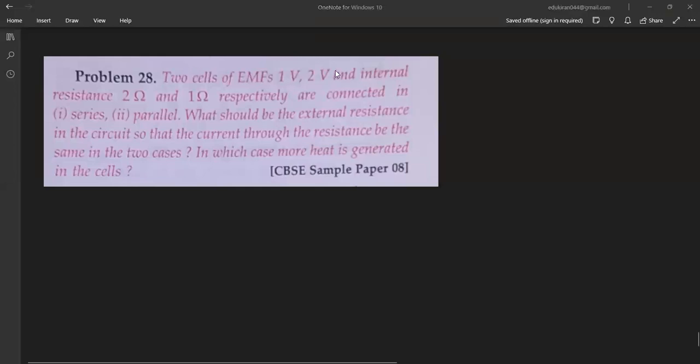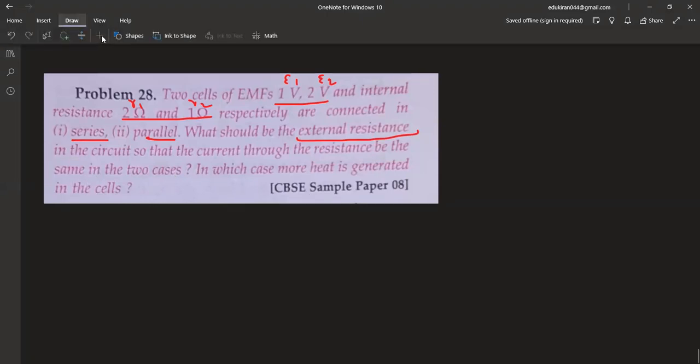Two cells of EMF 1 volt and 2 volt, and internal resistances 2 ohms and 1 ohm. So this is E1, E2, R1, R2, connected in series and parallel. First part, second part. The external resistance we have to find in the circuit so that the current through the resistance is the same in the two cases. In which case is more heat generated? In the series.